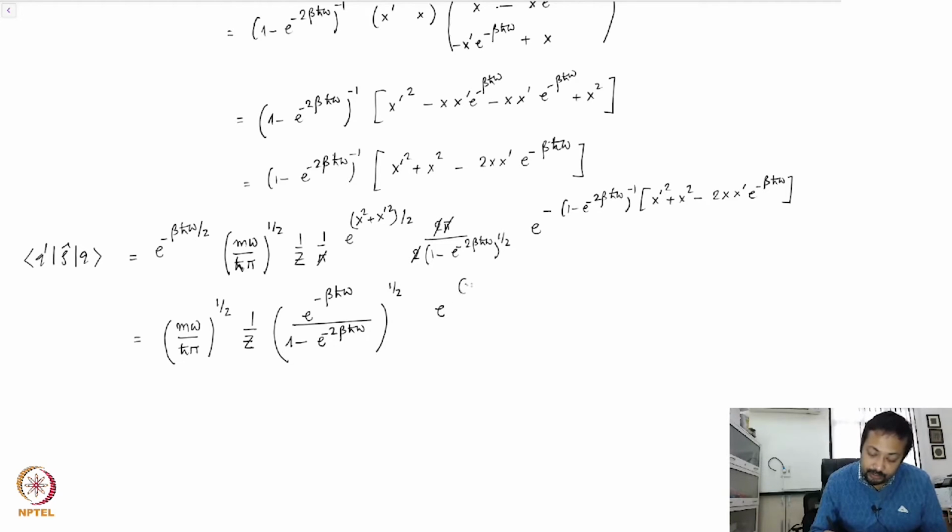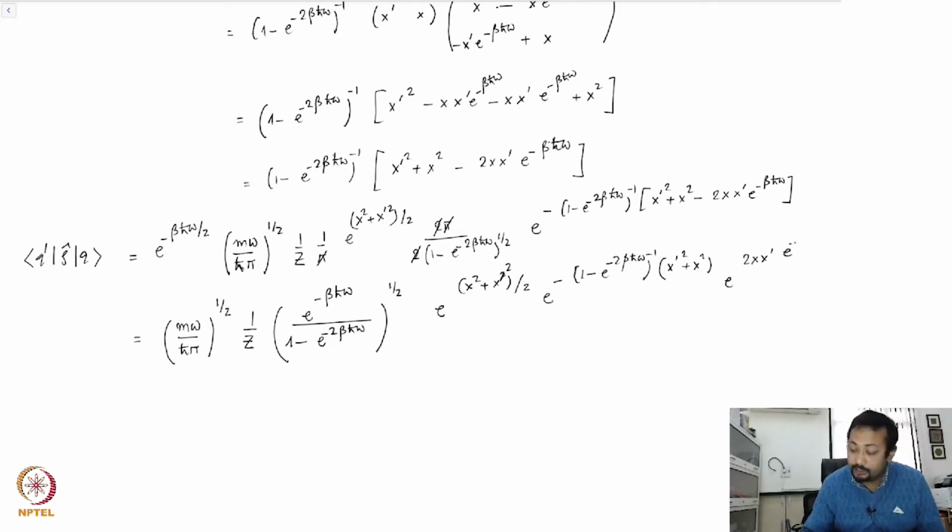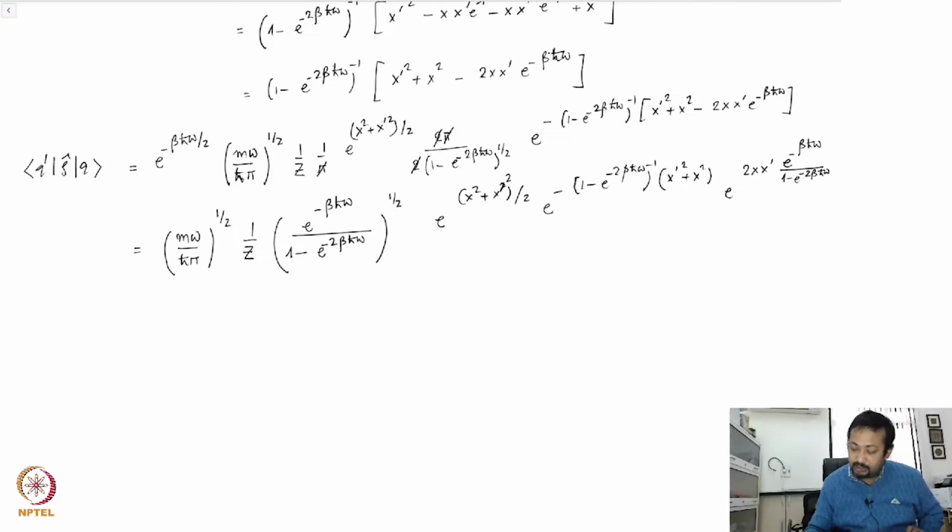I have then e to the power (x square plus x prime square) by 2 times (1 minus e to the power minus 2 beta h bar omega) inverse, and I have (x prime square plus x square) times e to the power 2x prime e to the power minus beta h bar omega over (1 minus e to the power minus 2 beta h bar omega). It's a bit of a tedious algebra. It's a little bit complicated, but it's a good exercise to do for once, at least in your lifetime.